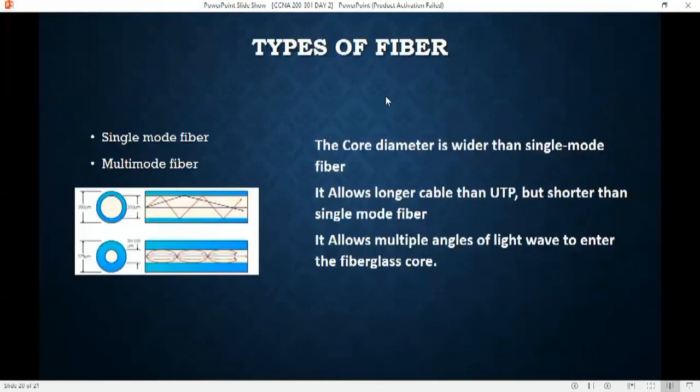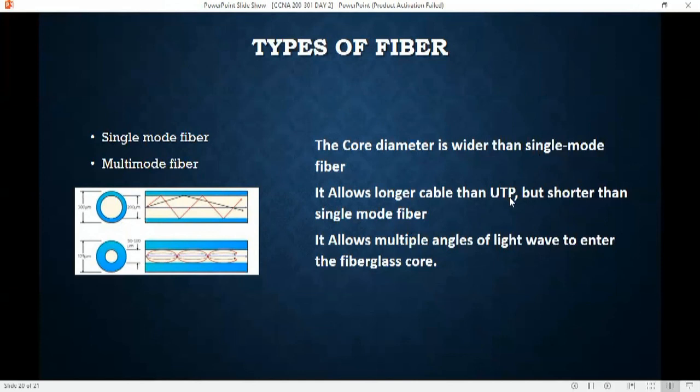There are two types of fiber. We have single mode fiber and multi-mode fiber. Characteristics of a single mode fiber. Characteristics of a multi-mode fiber. For the multi-mode fiber, the core diameter is wider than the single mode fiber. This is the multi-mode fiber. I will still show you the single mode fiber. It allows a lot longer cable than UTP, but shorter than single mode fiber. Multi-mode fiber is an alternative that we use over a UTP cable.